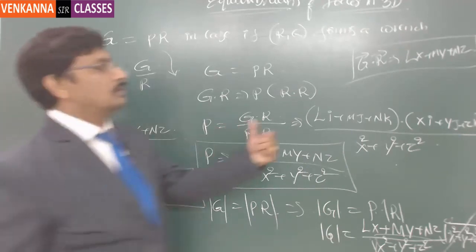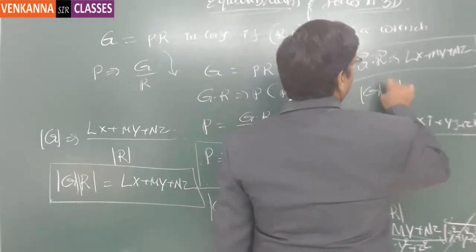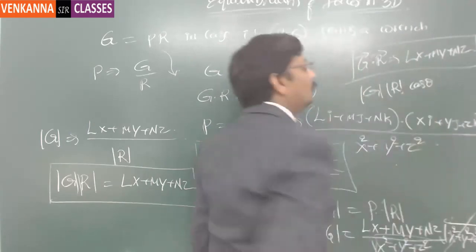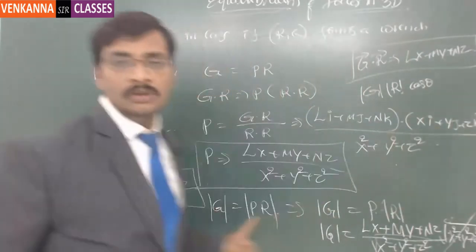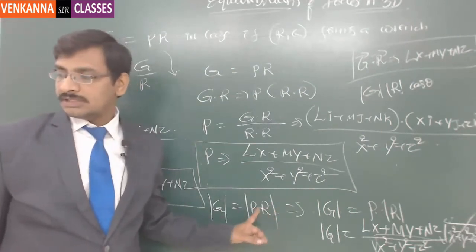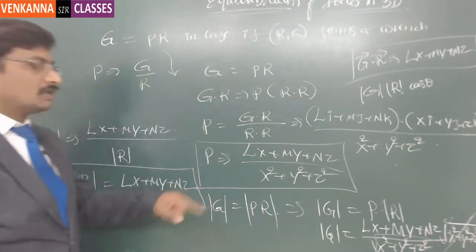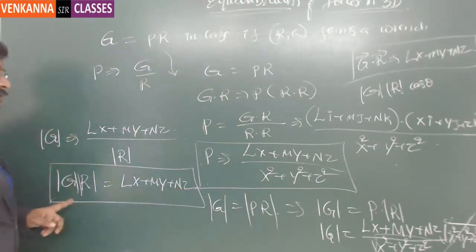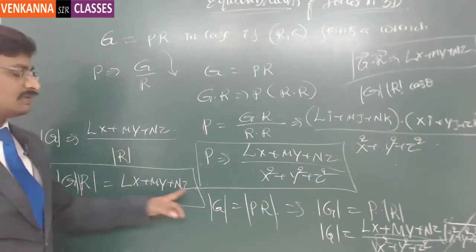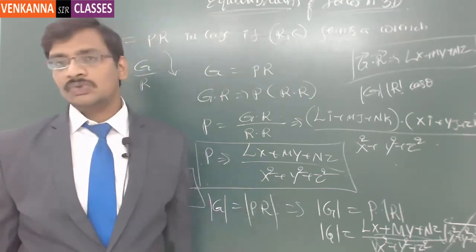There, G dot R we can treat as mod G into mod R into cos of the angle between these two. But theta is equal to 0 in case of a wrench, because G can be expressed as PR. That means theta is 0 between G and R, hence cos 0 is going to be 1. Hence, in case of a wrench, you can straight away multiply these two, which will result in Lx plus My plus Nz. Except for that, there is no difference between these two.